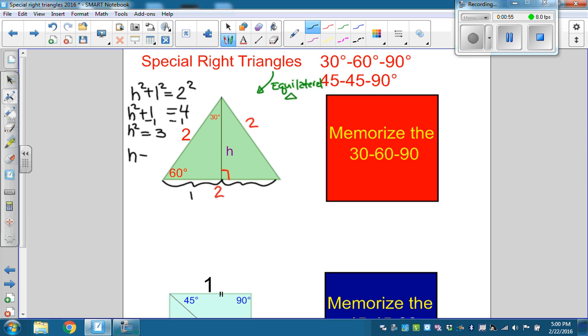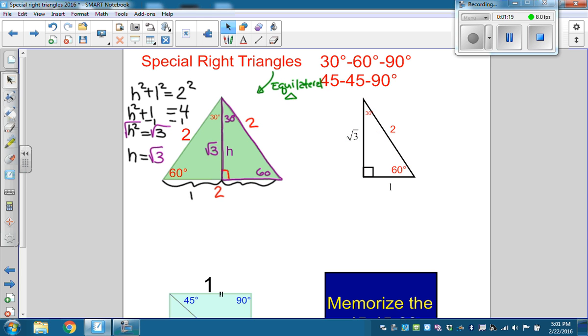So the height, when you square root both sides, is equal to the square root of 3. So this triangle here is a 30, 60, 90 because it's equilateral, and you want to memorize that.